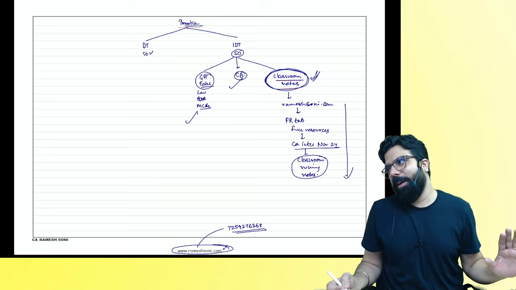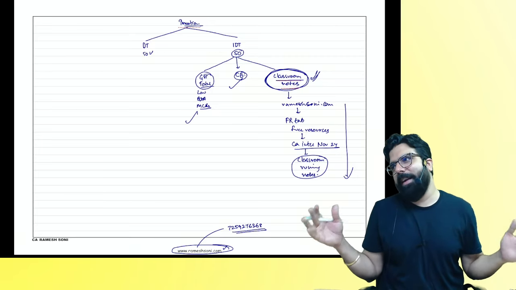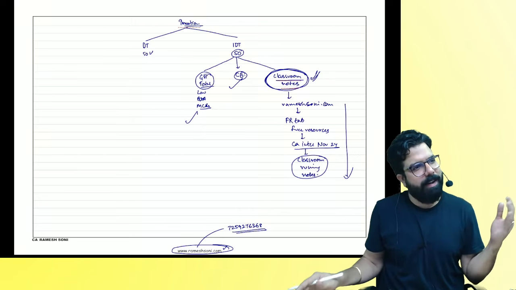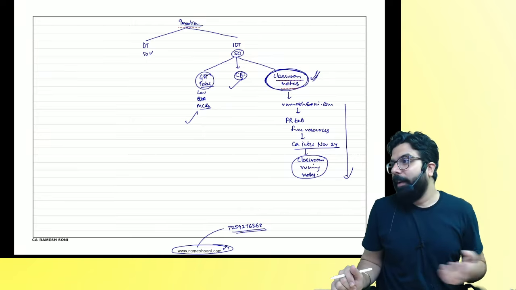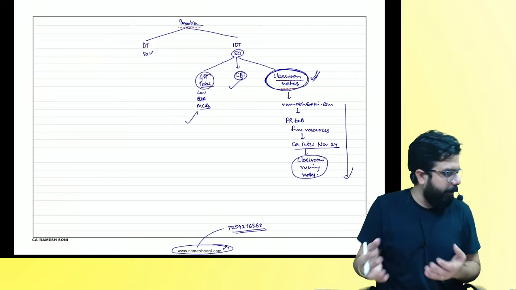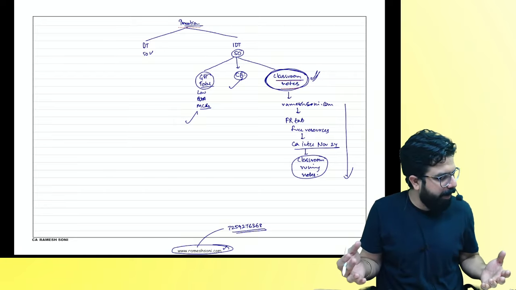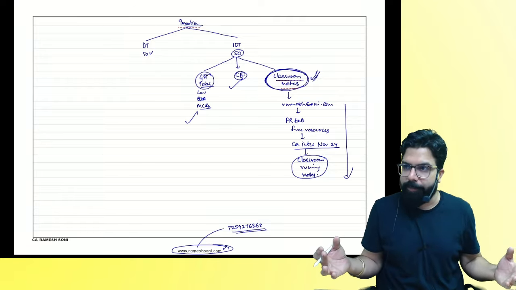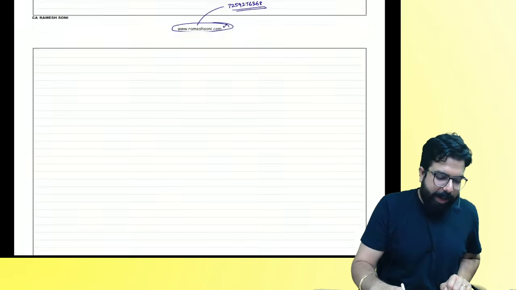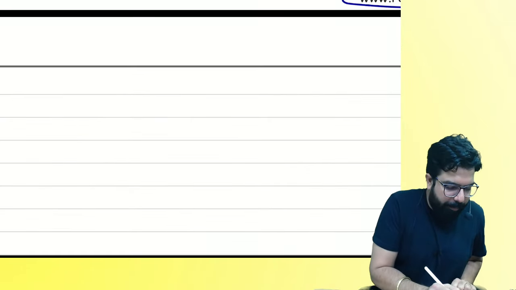Chalo, enough done, everyone. What do we have in taxation? Direct tax and indirect tax. Direct tax is already done, indirect tax we'll be doing now. Okay, everyone, I've told you about the books, the notes, and the queries. Are we all 100% clear? Chalo, let's get started with chapter number one.